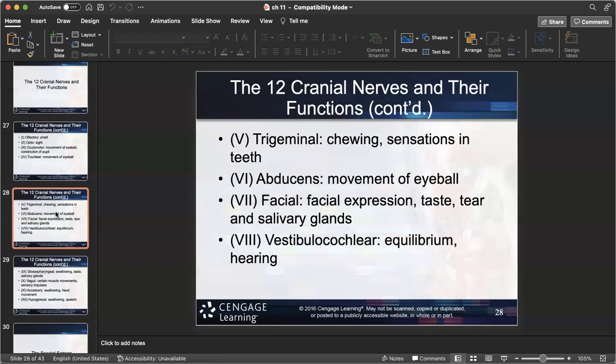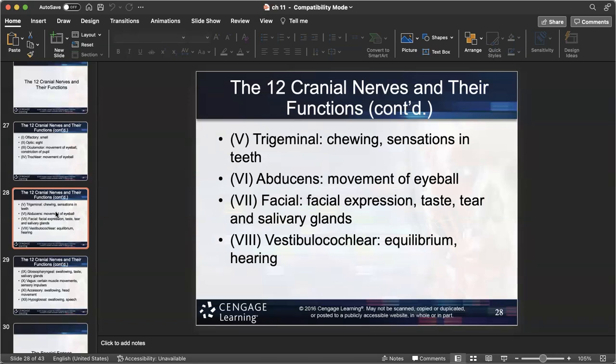Cranial nerve number 5 is the trigeminal nerve. What's most unique about the trigeminal nerve is that it has the prefix tri to indicate 3 branches of this nerve. It is the only cranial nerve that has 3 branches. The trigeminal nerve is responsible for our ability to chew, so mastication. It's also responsible for our face's ability to sense touch.